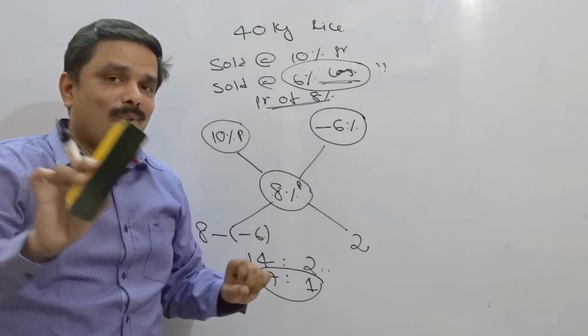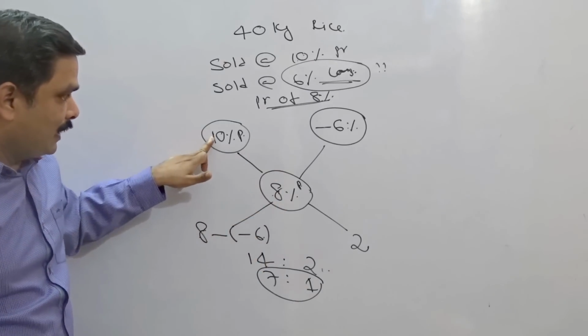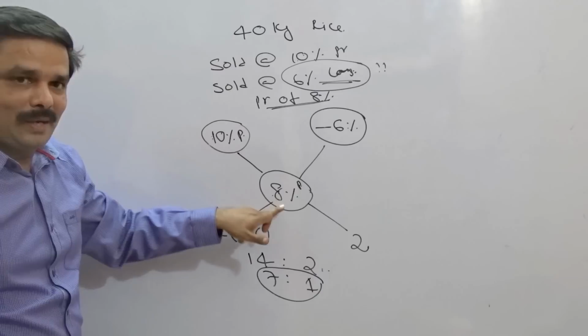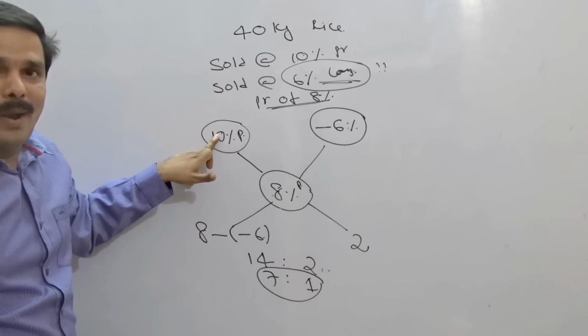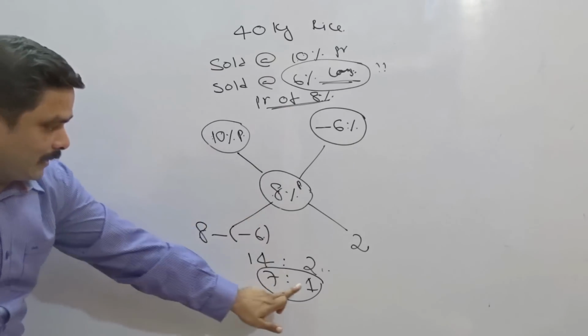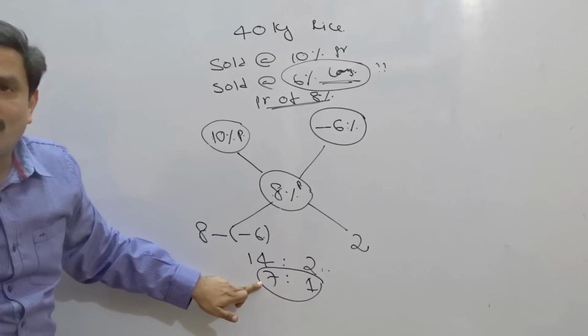Another simple way to identify: the mean value is very near to this one. This is 10, this is 8. It is very near to this one. Alright, the mean value is near to the more value. But it is minus 6, very far. For that reason, it is very less and this is more, 7:1.